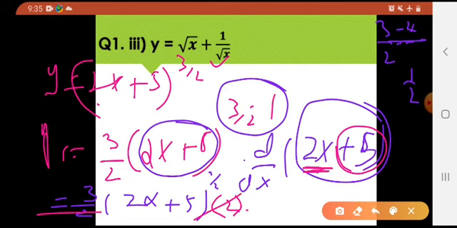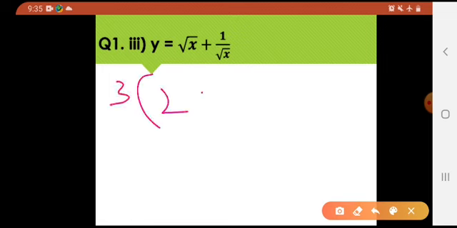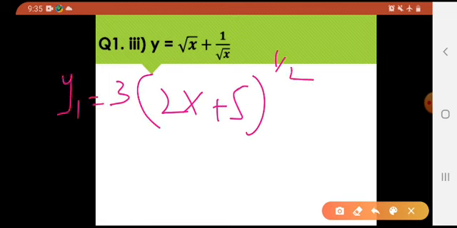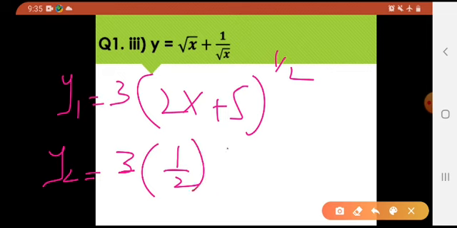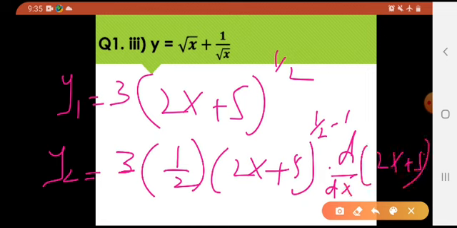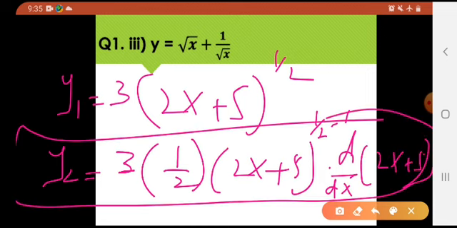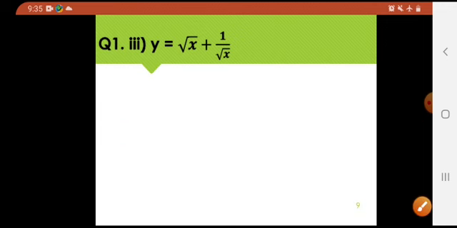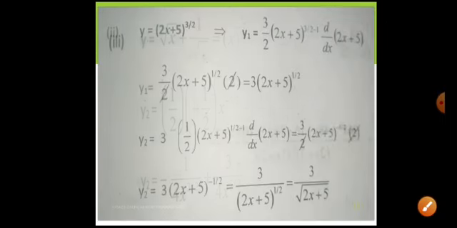This 2 and this 2 cancelled out, and now this whole thing is 3 into 2x plus 5 whole raised to the power 1 by 2. This is my y1. Now I will be finding the derivative again. That would be my y2. How will that be done? Power rule, 1 over 2 minus 1 into, again d by dx of 2x plus 5. So after getting the answer of this thing, that would be your y2. Clear? Let me show you here.